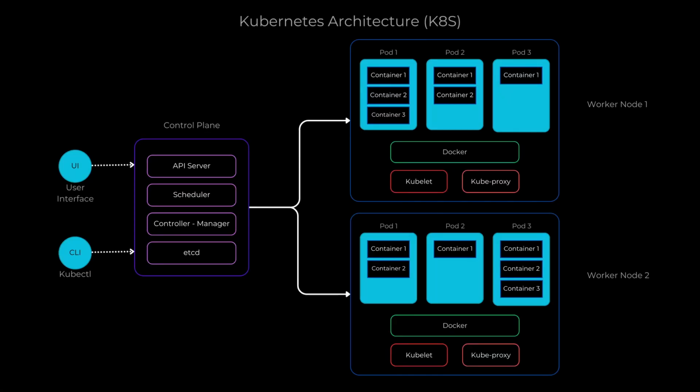What is Kubernetes and why K8s? Kubernetes, often abbreviated as K8s, is an open-source container orchestration platform. But why the name K8s? Well, it's a bit of nerd humor, where the 8 represents the 8 letters between K and S in Kubernetes.